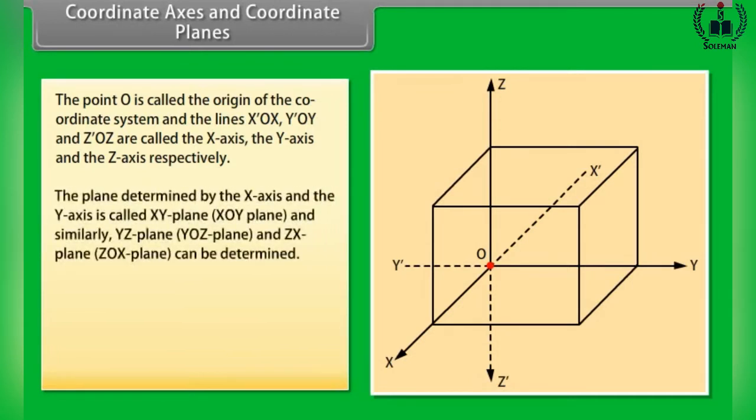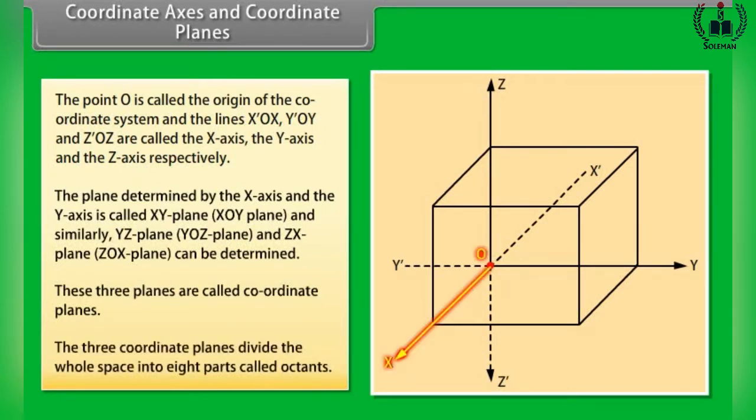The plane determined by the x-axis and the y-axis is called xy plane, that is xoy plane, and similarly yz plane, that is yoz plane, and zx plane, that is zox plane, can be determined. These three planes are called coordinate planes. The three coordinate planes divide the whole space into eight parts called octants.